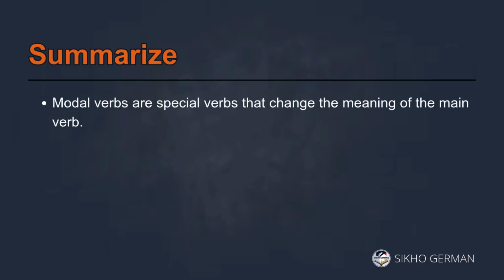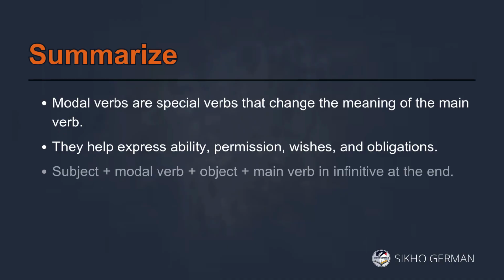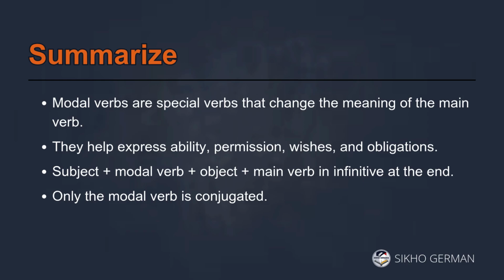Now let's summarize. First, modal verbs are special verbs that change the meaning of the main verb. Second, they help us talk about ability, permission, wishes, and obligations. Third, sentence structure: the modal verb is at the second position, and the main verb stays in the infinitive at the end. Fourth, only the modal verb is conjugated.